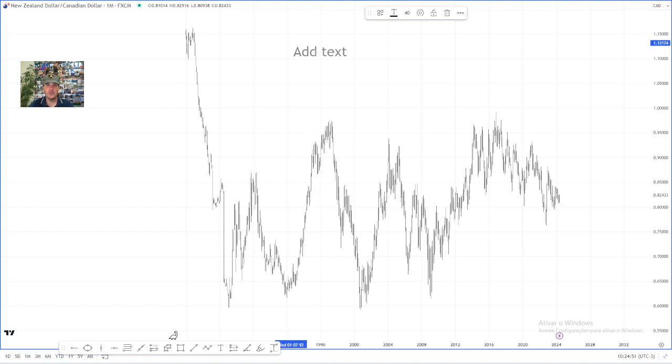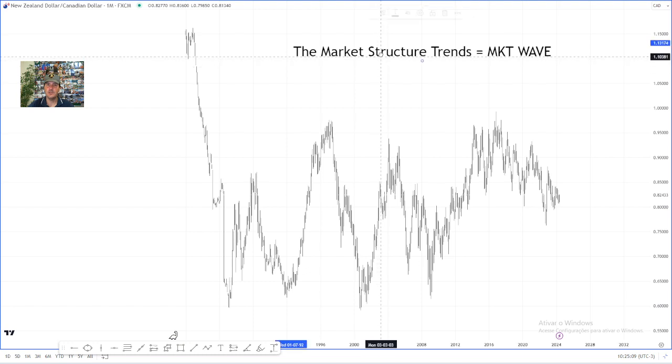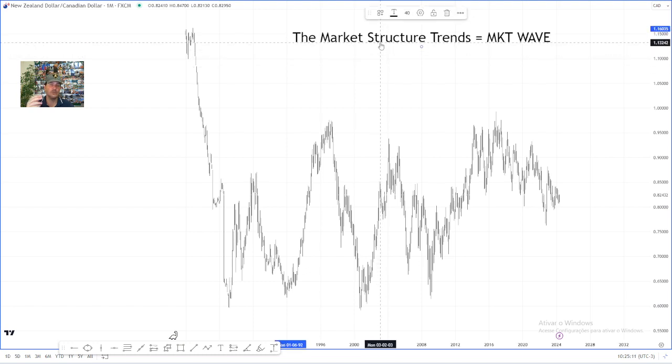So let's start with some text and some basic concepts and rules. The market structure trends equals what we call the market wave, right? Just some vocabulary for you to learn. So when you talk about market structure trends, or when you hear me talk about the market wave, we're talking about the same thing.